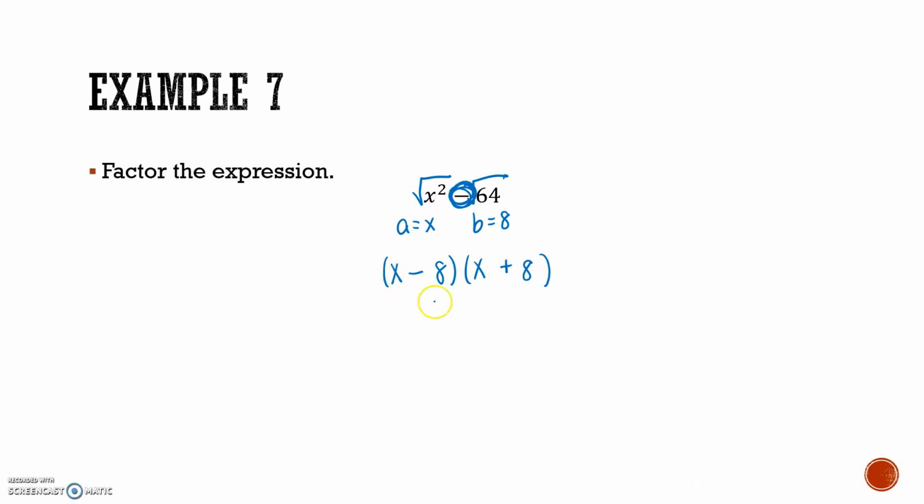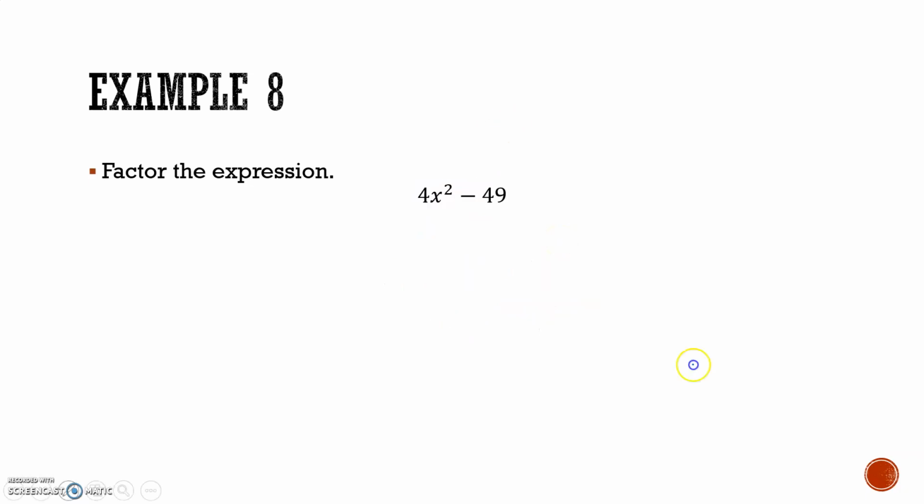The reason this would work out is if I were to do FOIL and multiply this back out, I would have x squared plus 8x minus 8x and then minus 64. But look here, those are going to cancel out. And so rather than writing plus 0x in the middle, we can just do x squared minus 64. So when you see two terms and a minus sign in the middle, it should be a red flag to you, like, hey, there's something happening here. Warning, warning, something different's going on.